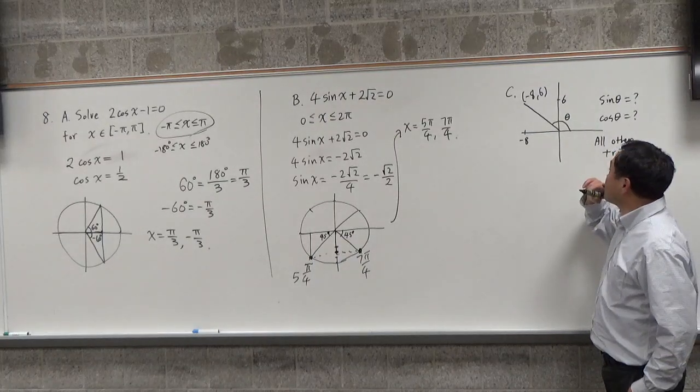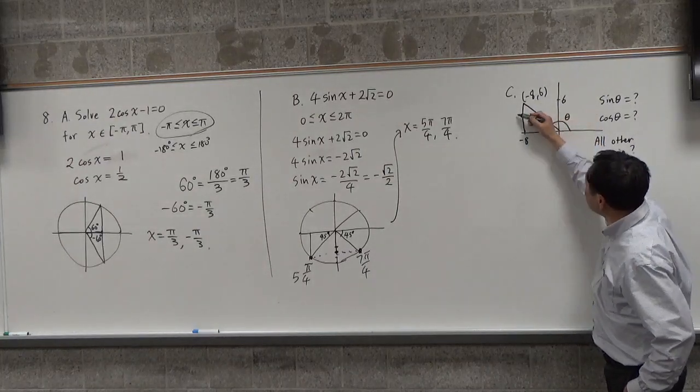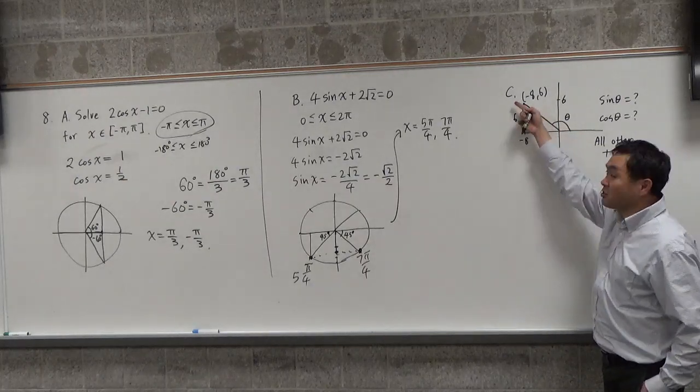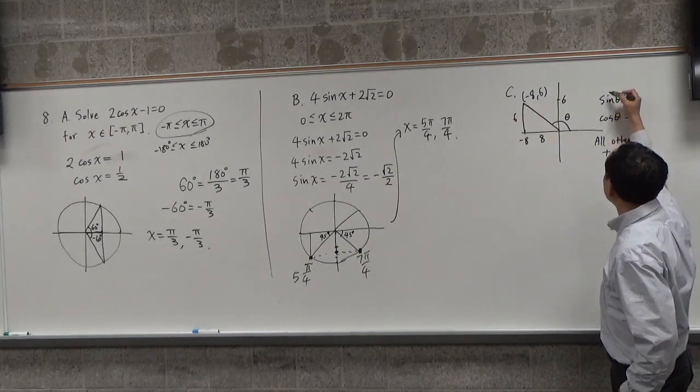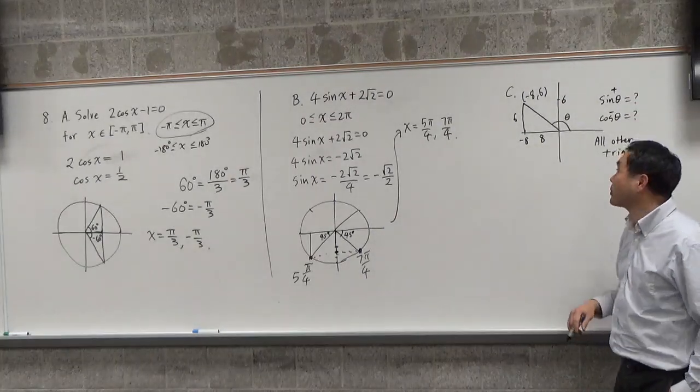first, what you do is you draw this reference triangle, and because this is 6, this length is 6, and this is 8. Right? And because this angle is in the second quadrant, remember that sine is positive and cosine is negative. Also, if you take calculus, sine is positive. Right?